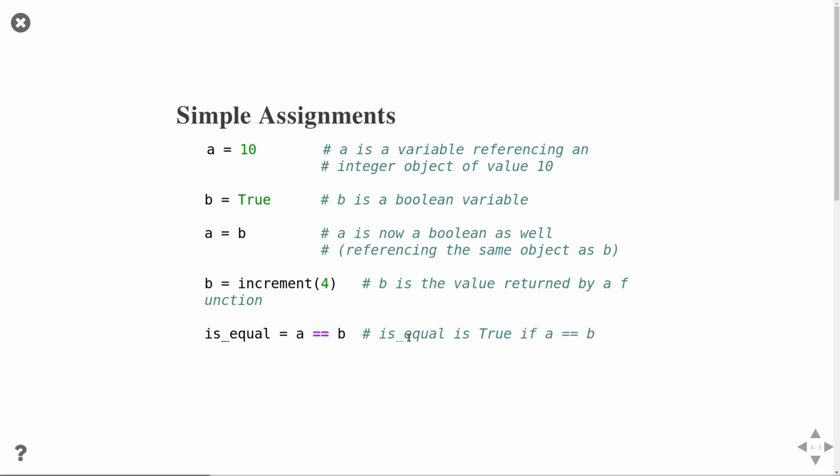In the next line down here, we call a function increment with 4, and we make b reference the return value that increment gives us. So we call a function, it gives back a value, and that's what b now points to. And in the last line, we have an expression on the right-hand side. We check if a is equal to b, and if this evaluates to true, then is_equal is going to be true. And if this expression evaluates to false, then is_equal will be false.